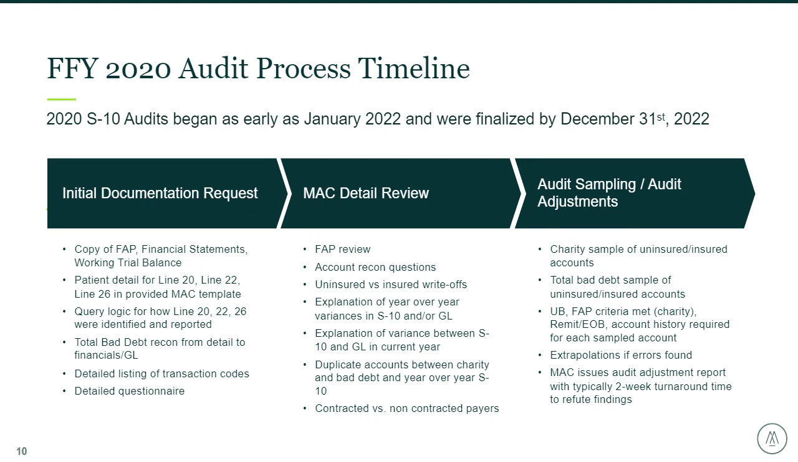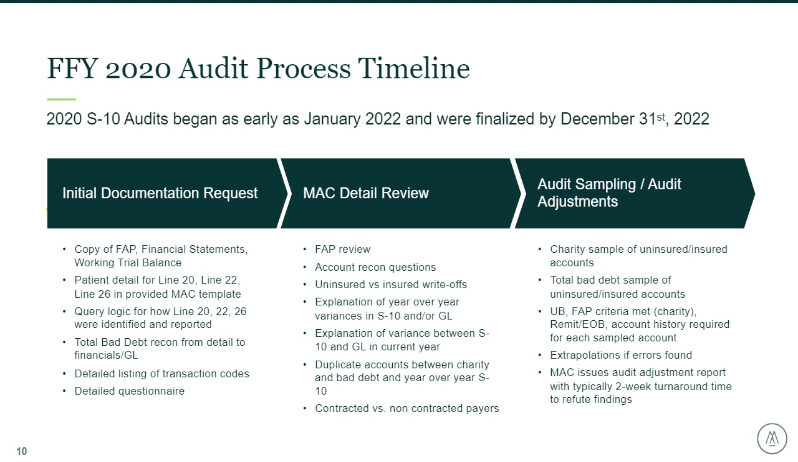So once the MAC received all this information, there was typically a review of the uninsured versus insured write-offs. The auditors also dug into accounts not reconciling from total charges less all activity to the write-off claimed in both, obviously, charity and bad debt. And so all these checks and questions asked during this part of the review were really an attempt by the auditor, at least in their words, to clean up these logs before they begin to pull their samples, to hopefully limit any sample findings and ultimately any extrapolations.